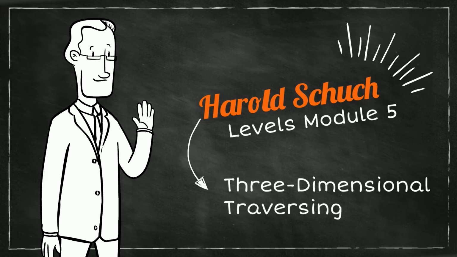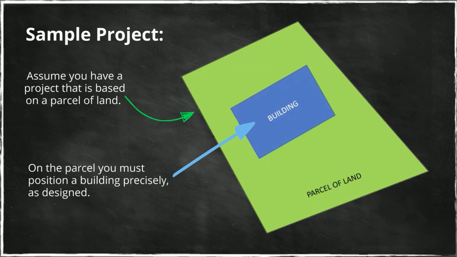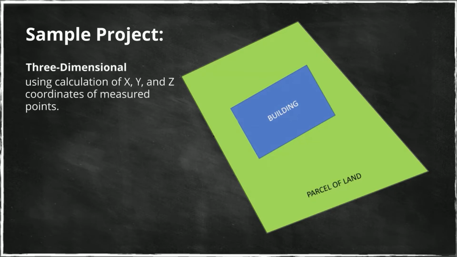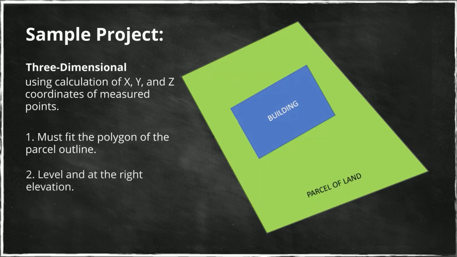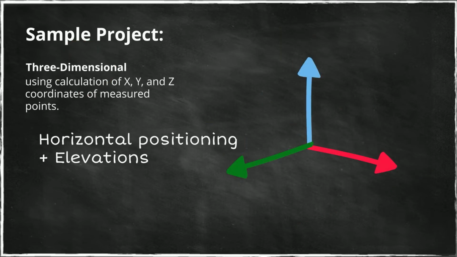On three-dimensional traversing. Let's say we have a sample project. Here we see in green the outline of a parcel, and in blue a building that has to be positioned within that parcel. And so we have to make sure that this positioning takes place three-dimensionally. First, it has to fit the polygon of the parcel outline as designed. And second, it has to be level and at the right elevation. So that means that three-dimensional traversing, as we are going to talk about, is a three-dimensional effort. It involves horizontal positioning and elevations.